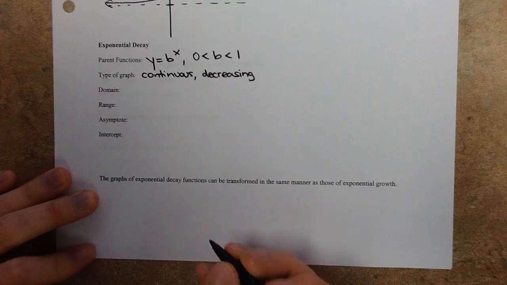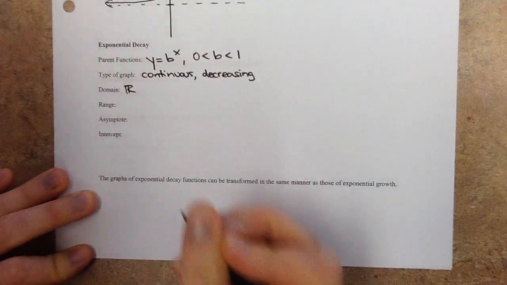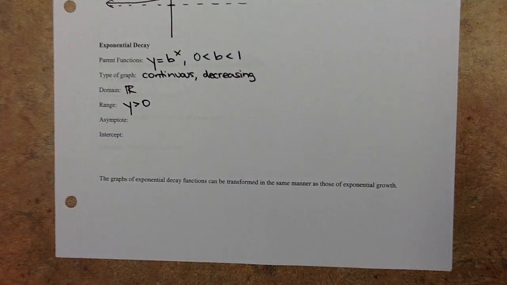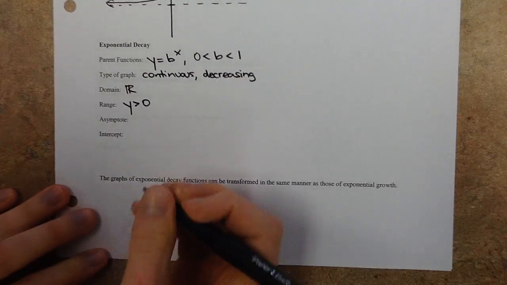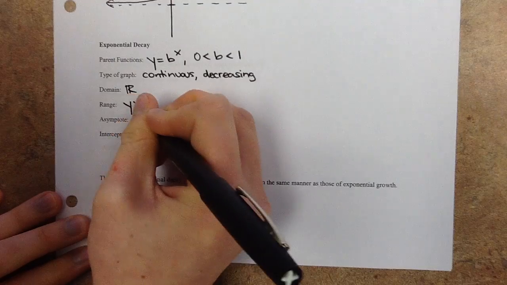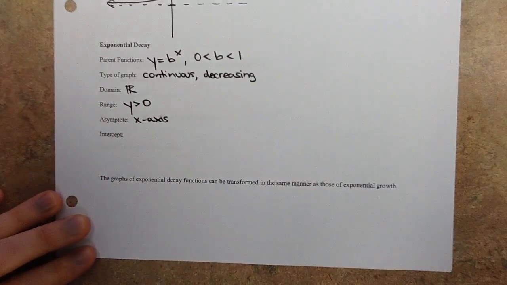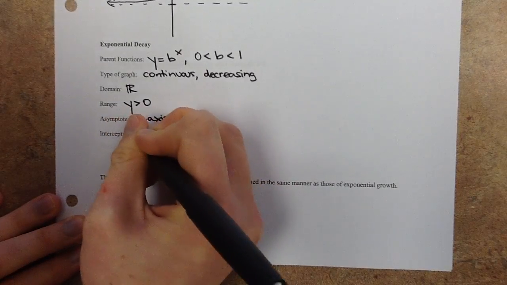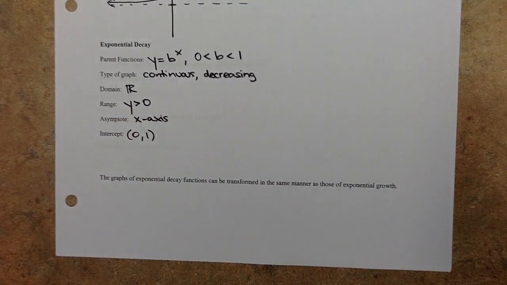Our domain is still all reals, and our original range is still positive real numbers. Okay, these other things are still the same too. Our asymptote is still the x-axis on the original parent graph without transformations, and the intercept is still (0, 1). Okay, and we'll see exactly why once we look at one of these graphs.